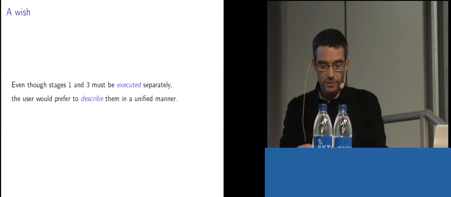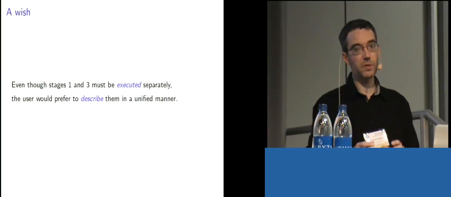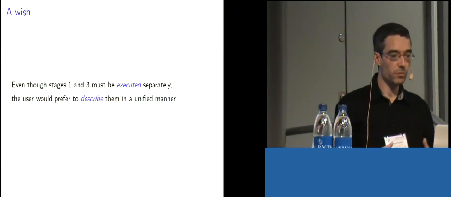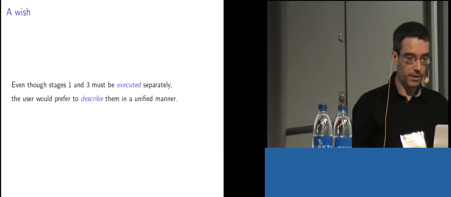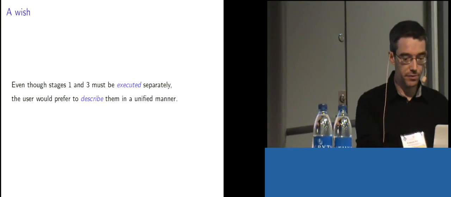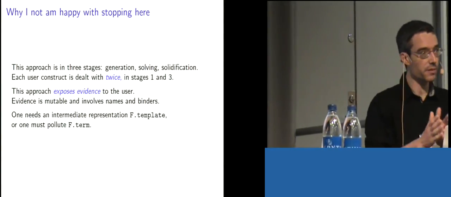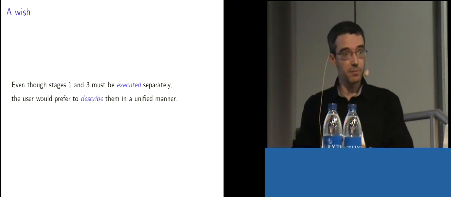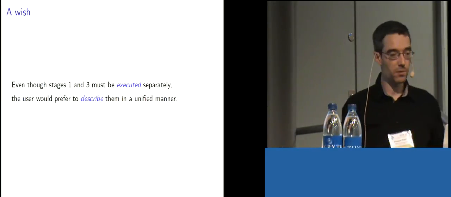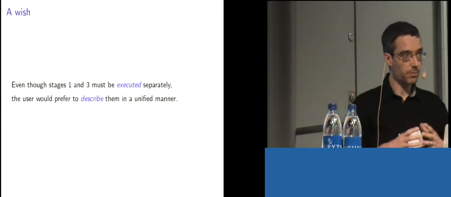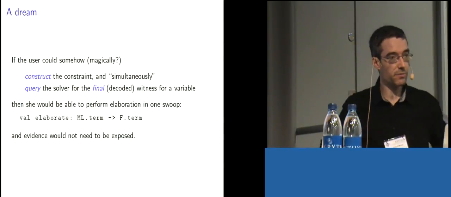And the idea that I'm trying to explain now is just a little trick to hide this mutable evidence and offer to the user an interface that's much nicer, I think. So the wish is that I would like to unify the stages 1 and 3. What I'm calling stages 1 and 3 are generation and solidification, so to speak, with solving in the middle. Solving has to be executed in the middle, because it has to compute that mutable evidence. But I would still like to be able to describe stages 1 and 3 in just one place in my code. So I have to somehow fold my code back so that I can write that in one place.